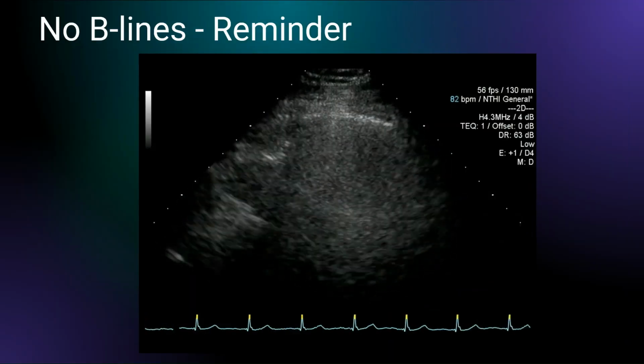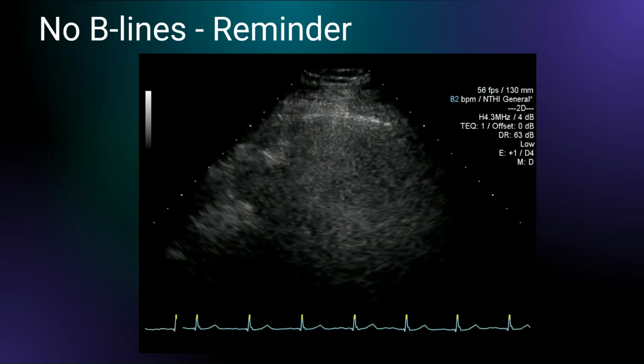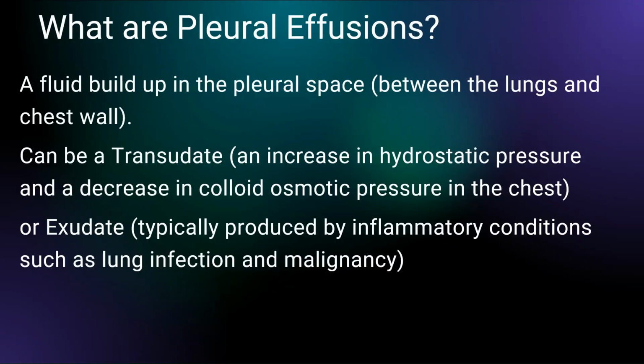And just a reminder again of what no B lines looks like. So again, there's just no significant vertical lines seen.